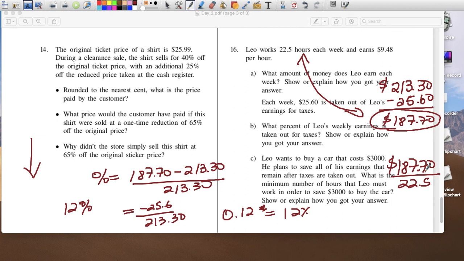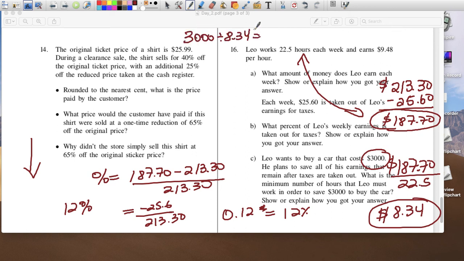So in reality, after taxes, 187.70 divided by 22.5, he was working not for $9.48, but $8.34. That's how much he was actually getting paid if you take the taxes out. So we want to know how long he has to work. So every hour he gets $8.34, and he wants to amass $3,000. So let's just divide 3,000 divided by 8.34 to get the number of hours.